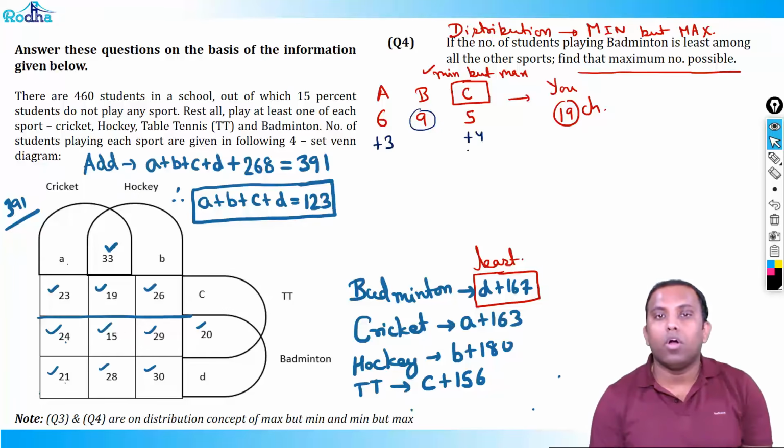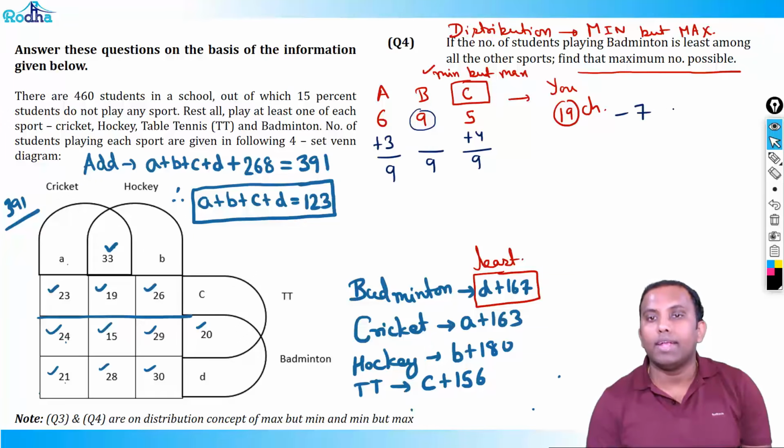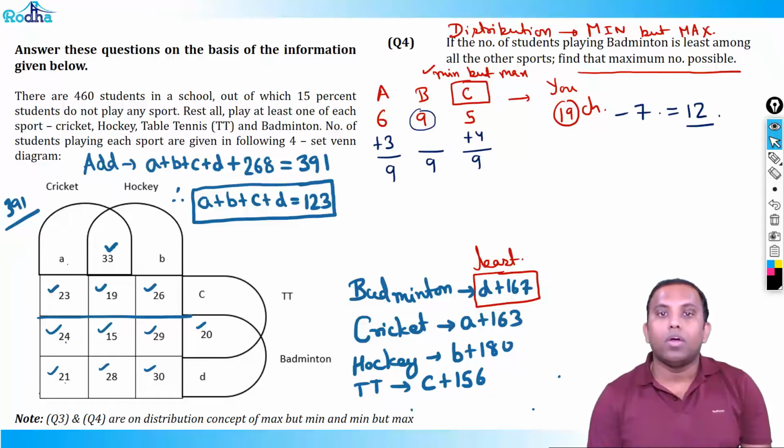How much is it now? All have got 9, 9 and 9. I am left with 19 minus 7, 4 plus 3, 7. I am left with 19 minus 7, 12 chocolates. Correct? Now, again, I want to distribute to them, right, till the last moment.